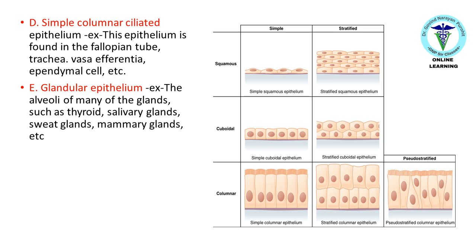D. Simple columnar ciliated epithelium. This epithelium is found in the fallopian tube, trachea, vasa efferentia, ependymal cell, etc. E. Glandular epithelium. The alveoli of many of the glands, such as thyroid, salivary glands, sweat glands, mammary glands, etc. The picture shows the different types of tissues.